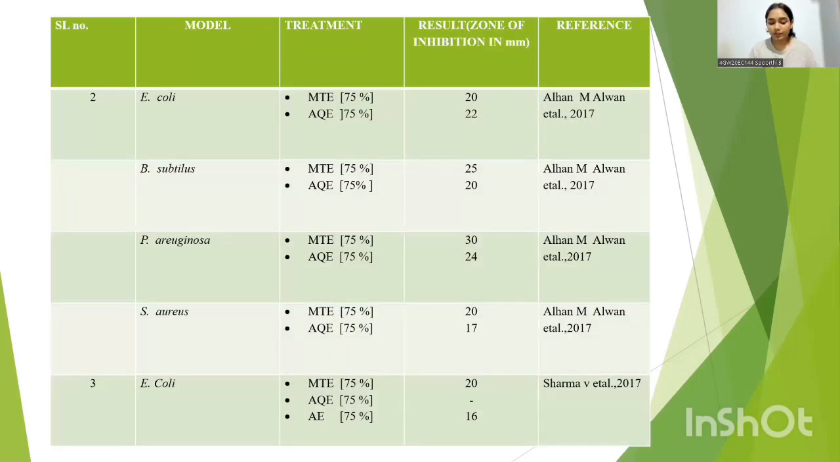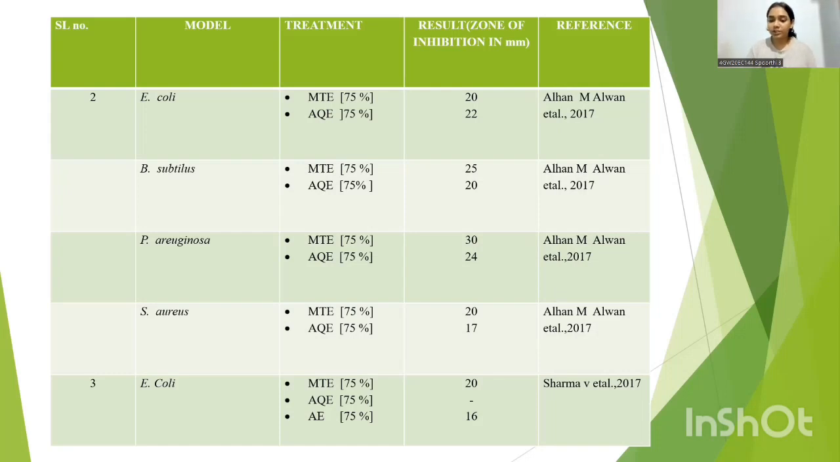In 2017, Alan M. Alwan et al. studied the antimicrobial activity of fenugreek using E. coli bacteria. The 75% methanol extract per milliliter showed 20 millimeter of zone of inhibition. The aqueous extract of 75% per milliliter showed 22 millimeter of zone of inhibition. In P. aeruginosa, the methanol extract of 75% per milliliter showed 25 millimeter of zone of inhibition, and the aqueous extract of 75% per milliliter showed 20 millimeter.